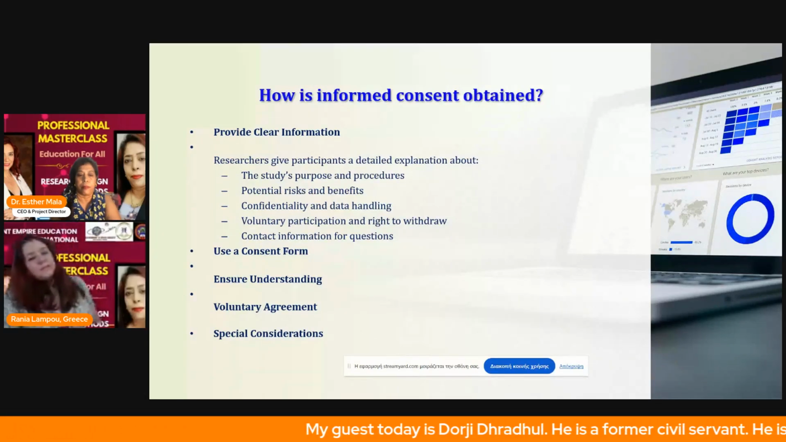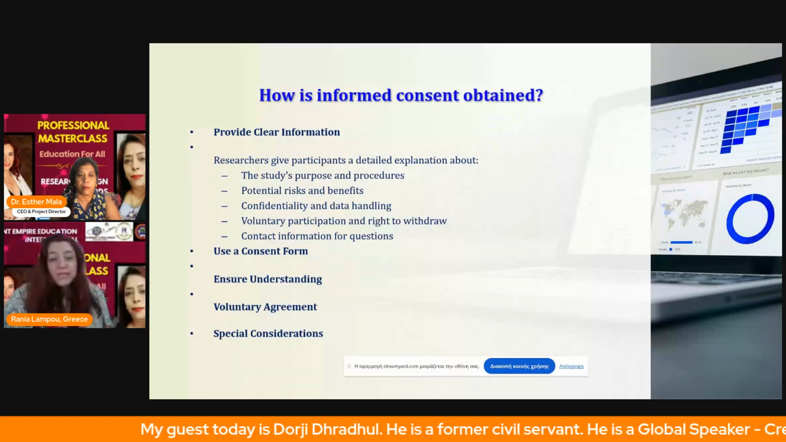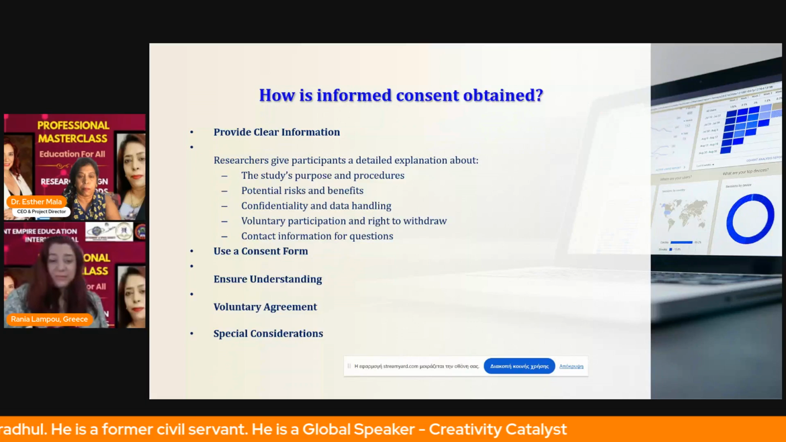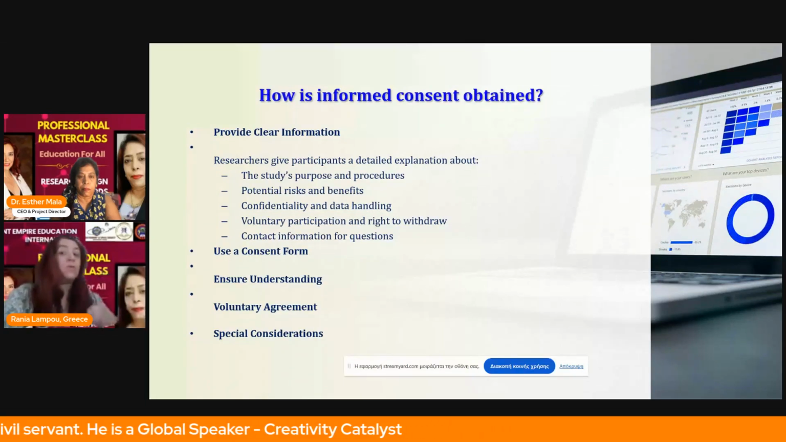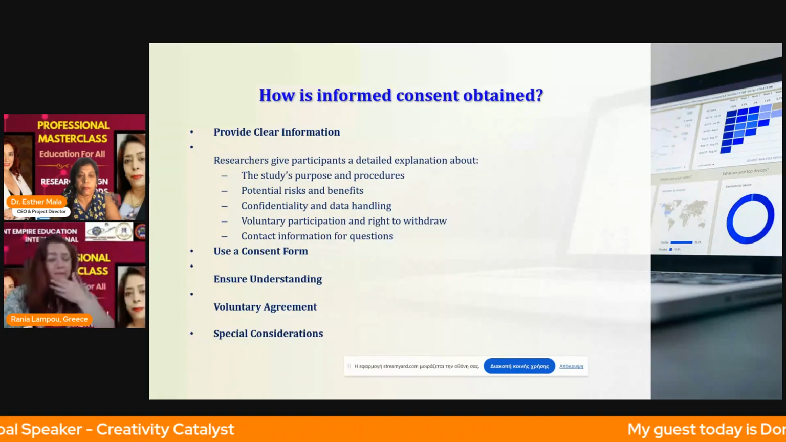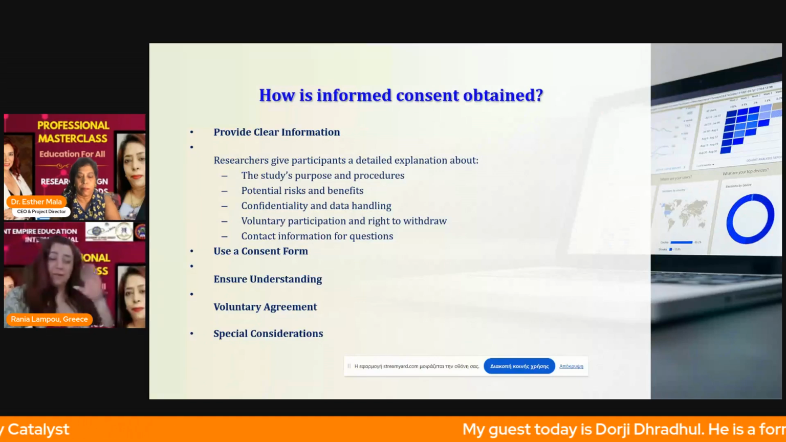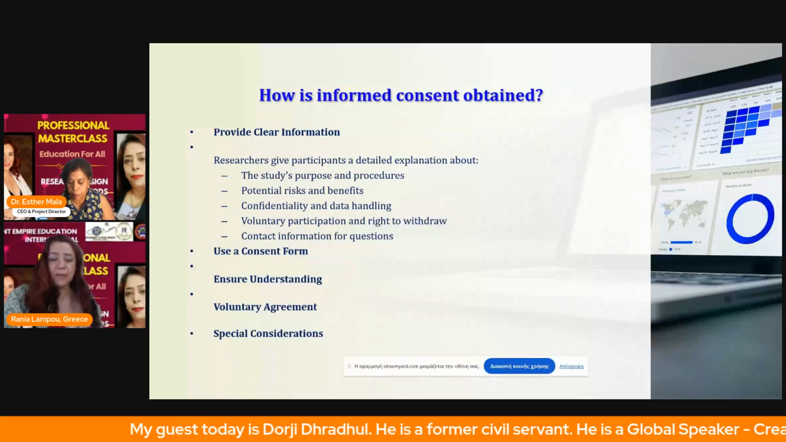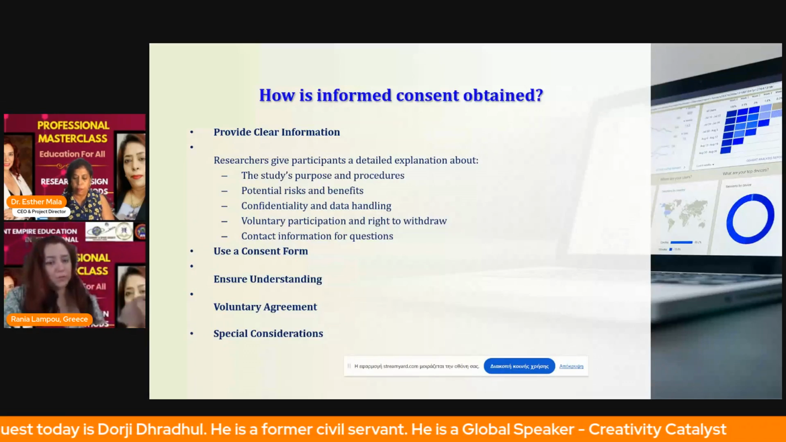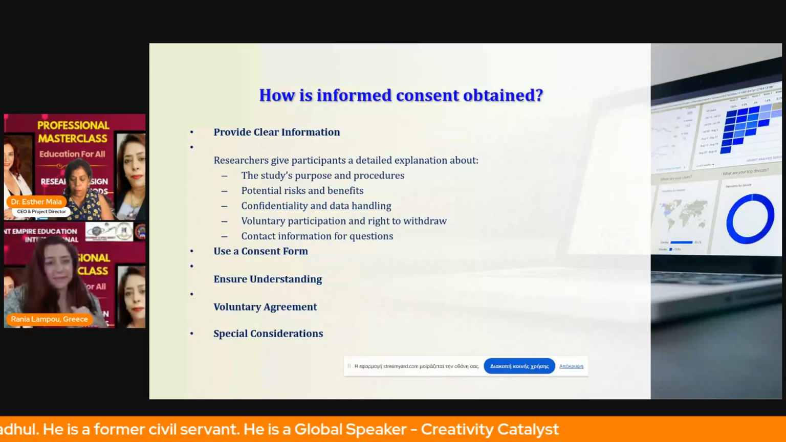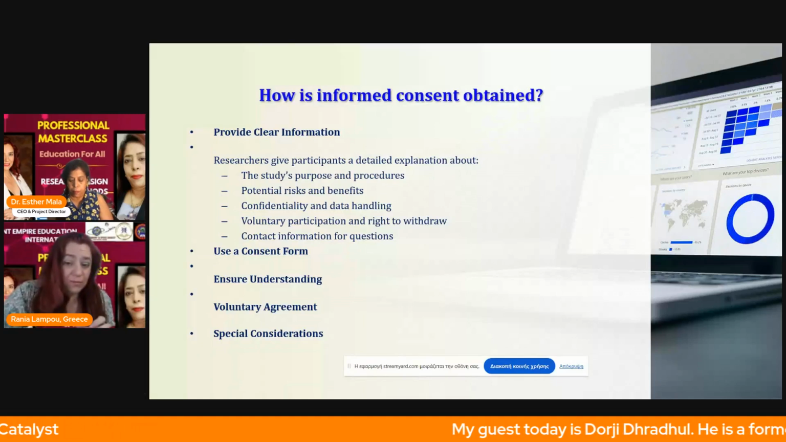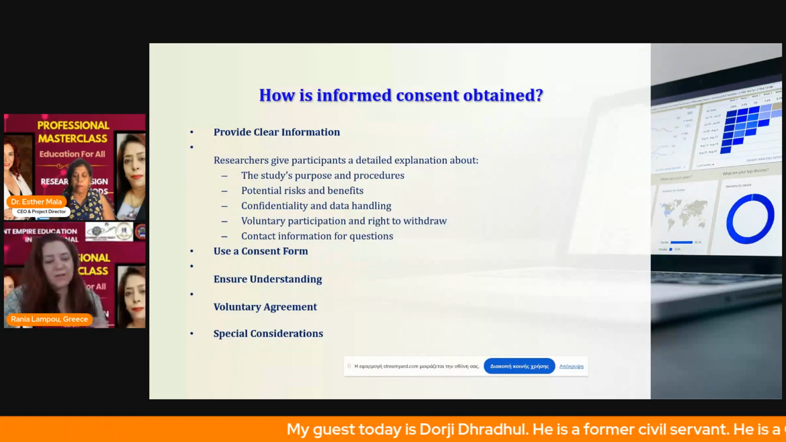We should give participants a detailed explanation about study objectives, the potential risks or benefits, confidentiality and data handling, voluntary participation, and always the right that they have to withdraw at any time they want, and contact information for questions. Then you use a consent form, because a written document is often provided summarizing the above information, which participants read and sign. Then we ensure understanding, because researchers confirm that participants understand the information, often by discussing it or answering questions.